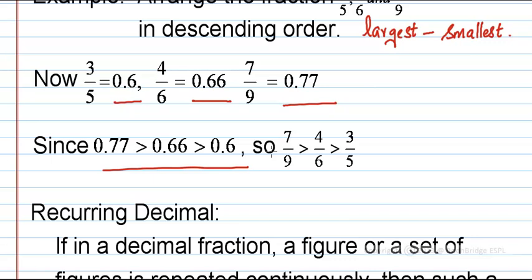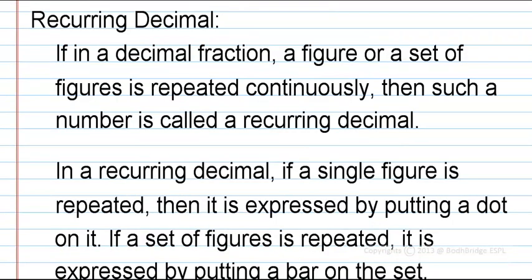When the given fractions are to be arranged in ascending or descending order, you are going to convert them into decimals and then arrange them. Okay. So, recurring decimal, which is an important topic in fractions. What is a recurring decimal?